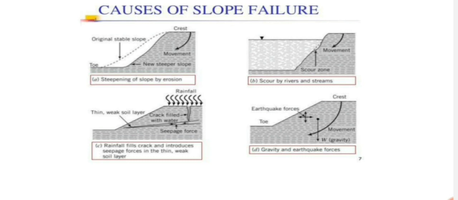So erosion can favor the stability of a slope, but at the same time can be a cause of landslide. Now, scour by rivers and streams. It's the same as erosion only. First case, erosion due to rainfall. Second case, erosion due to streams or rivers.